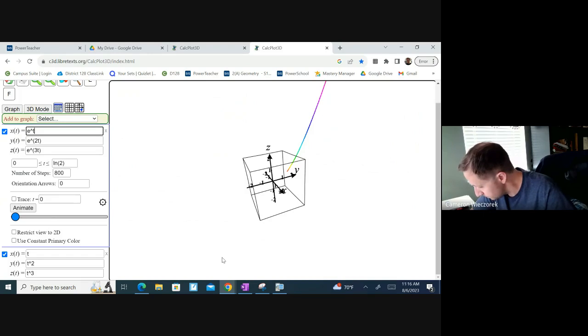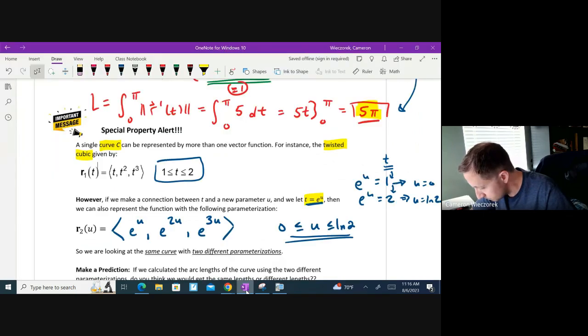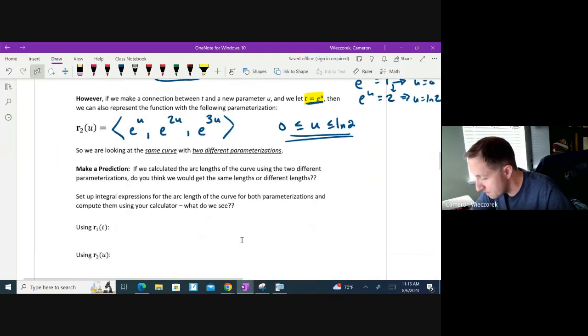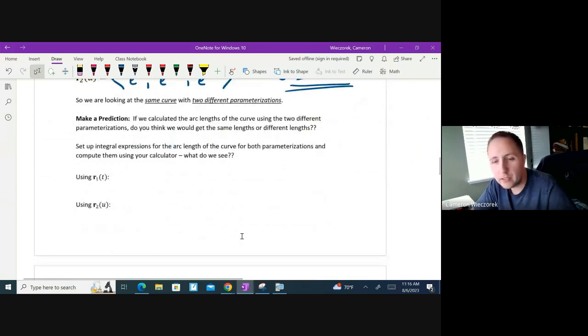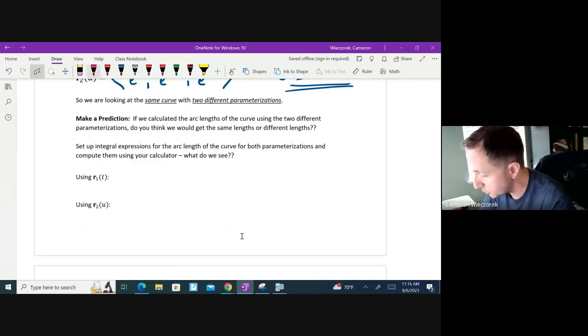So, just different ways to look at the same curve. That should make you think, okay, what if we calculated the arc length using those two parameterizations? Would we get the same length or would we get different lengths? So use your intuition to make a prediction, and we're going to check it here by setting up the integral expressions for each parameterization. So let's say I wanted to use the first parameterization, R1.